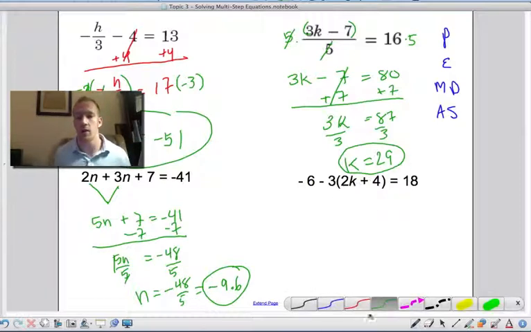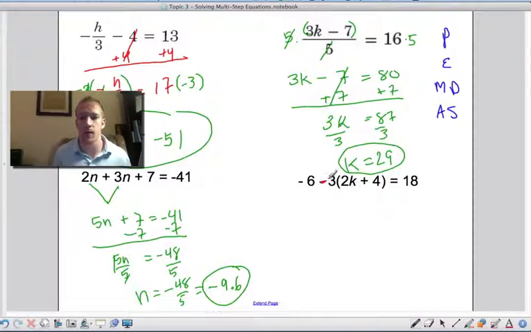So here we have to distribute. And it's a negative 3 out front. That sign has to go with the number. So I'm distributing the negative to both things. Negative 3 times 2k is negative 6k. Negative 3 times 4, this is where a lot of people forget the sign. Negative times a positive is a negative 12 equals 18.